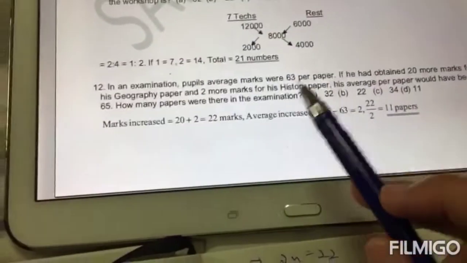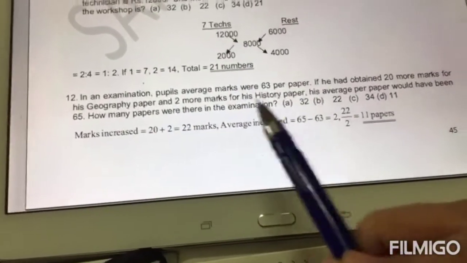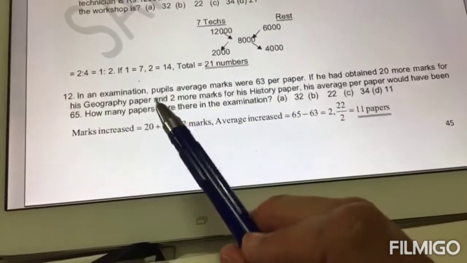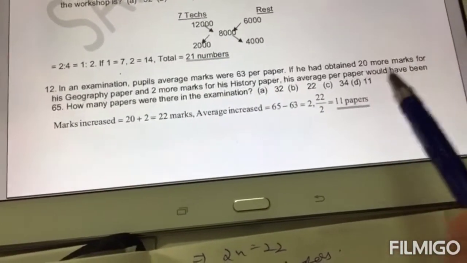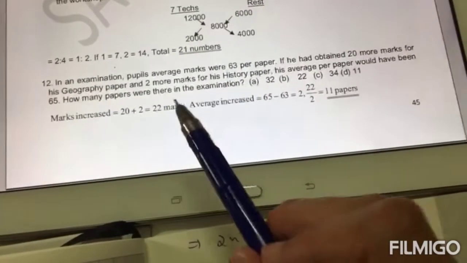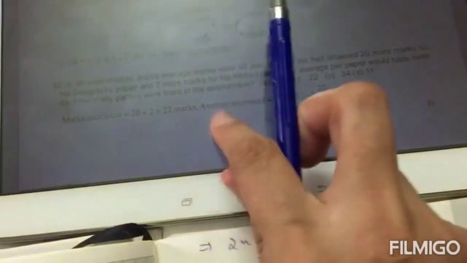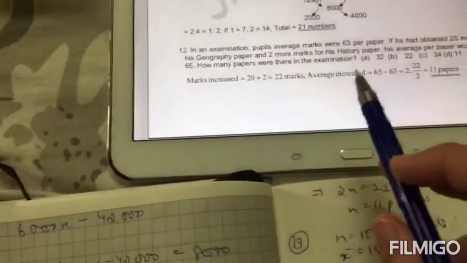Okay. Number 12. In an examination, a pupil's average marks were 63 per paper. If he had obtained 20 more marks for his geography paper and 2 more marks for his history paper, his average per paper would have been 65. How many papers were there in the examination?